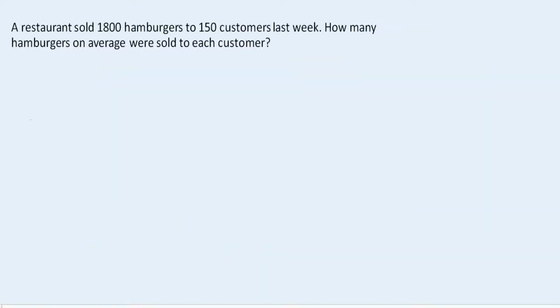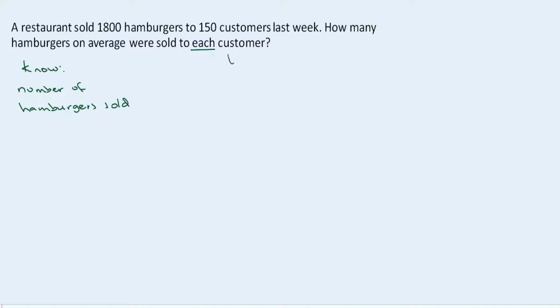Final example. A restaurant sold 1,800 hamburgers to 150 customers last week. How many hamburgers on average were sold to each customer? So we look at each is a keyword for division. So what do we know? We know number of hamburgers sold.